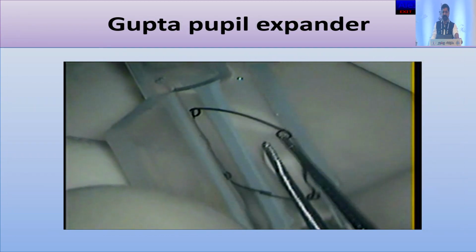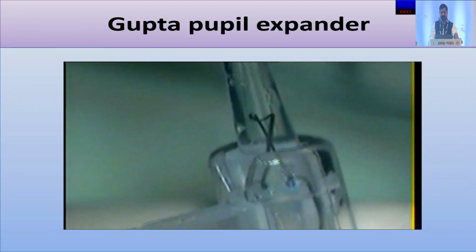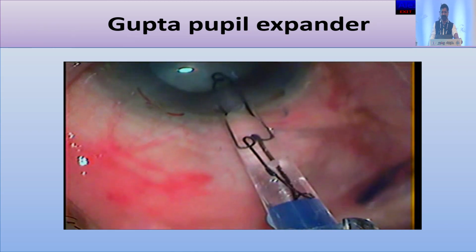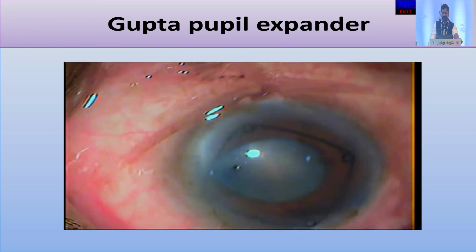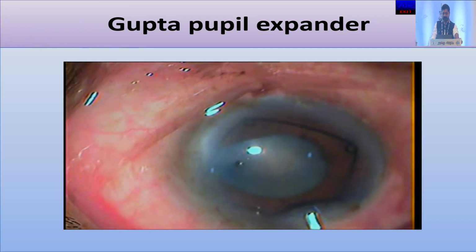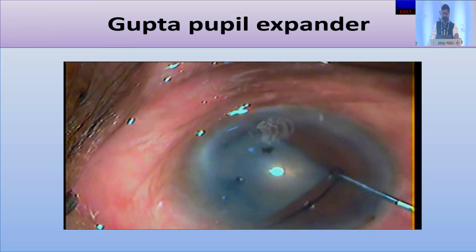The Gupta pupil expander is also a good one, but it needs an injector and cartridge. The only thing is that it is more helpful when you are going to have a square shape, and that will definitely help you to have good surgical control.